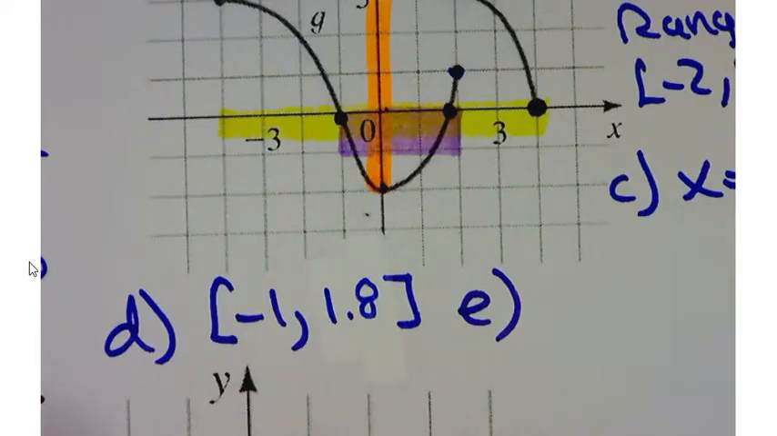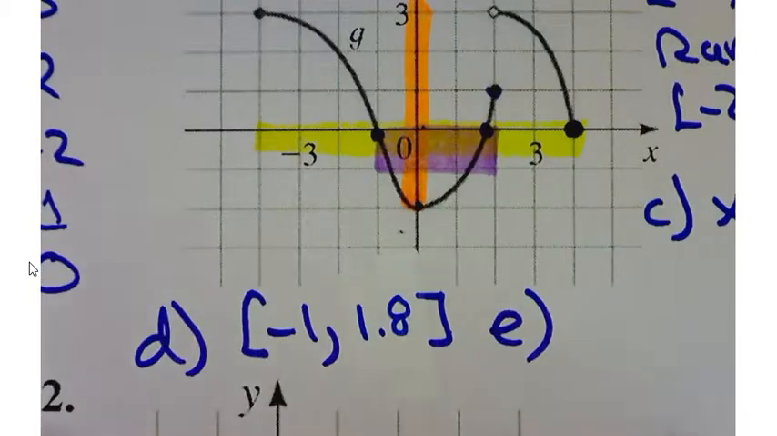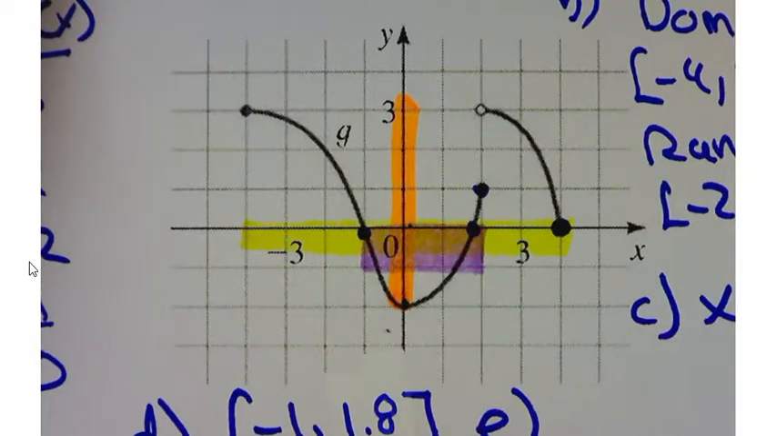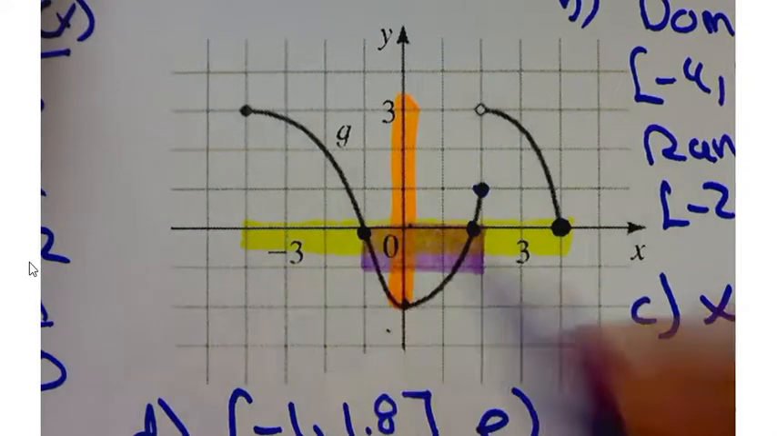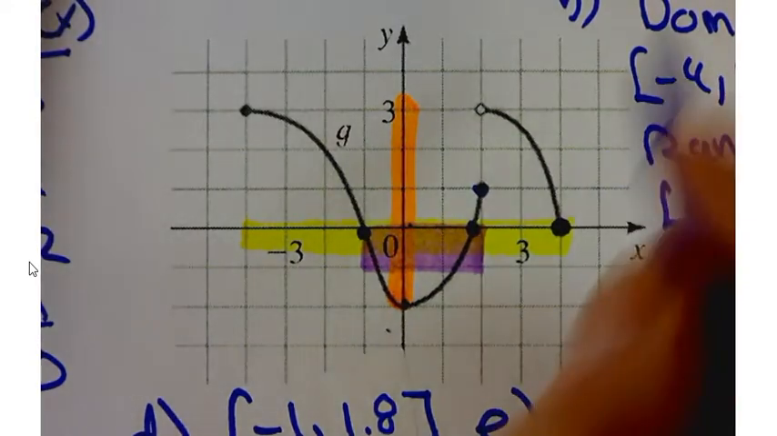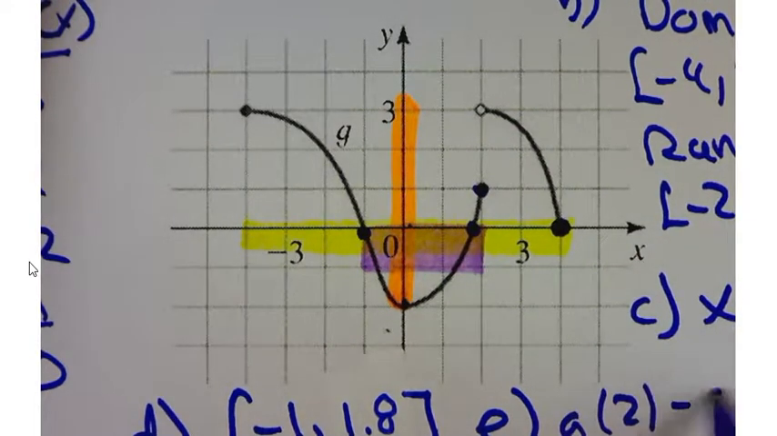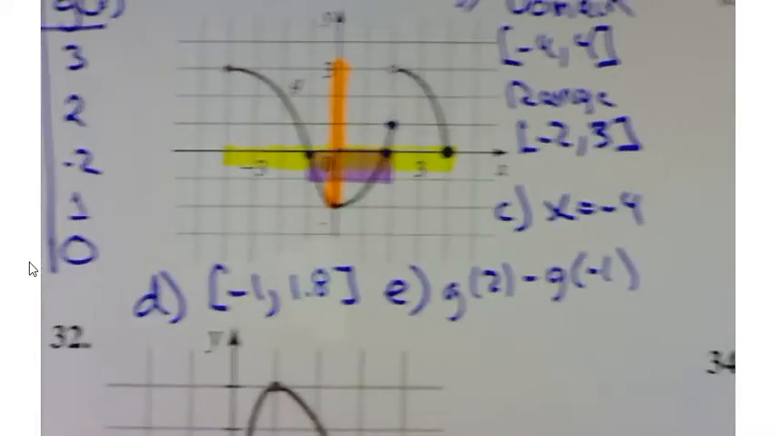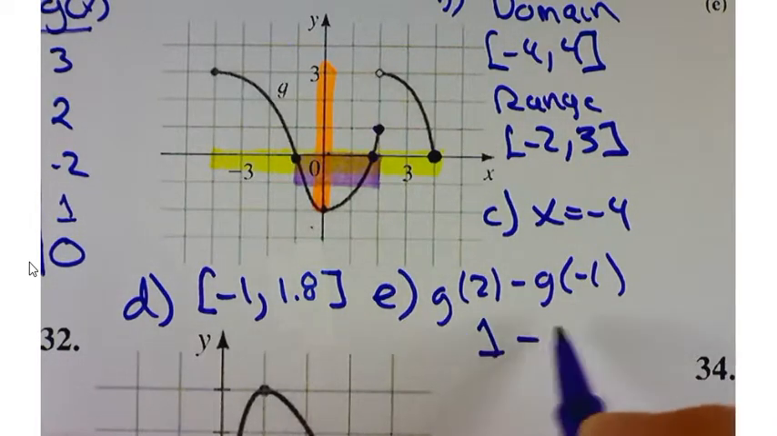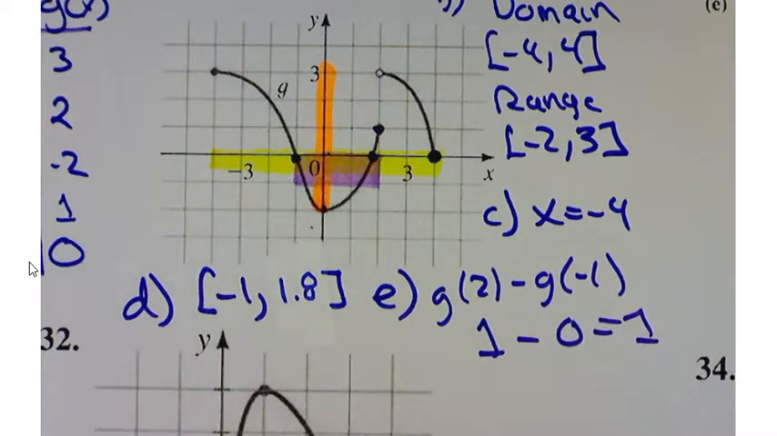Last but not least, part E asks us for the net change in the function between -1 and 2. So at x equal -1, what's the value of the function? 0. The net change is just going to be the difference in the y coordinates. So really it's going to be g of 2 minus g of -1. So g of 2, what's the value of the function at 2? 1. Minus 0 gives you a net change of 0.